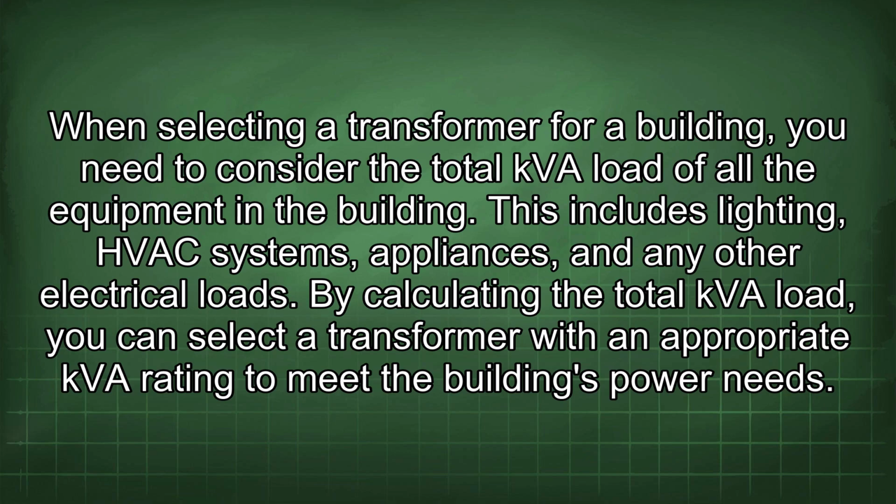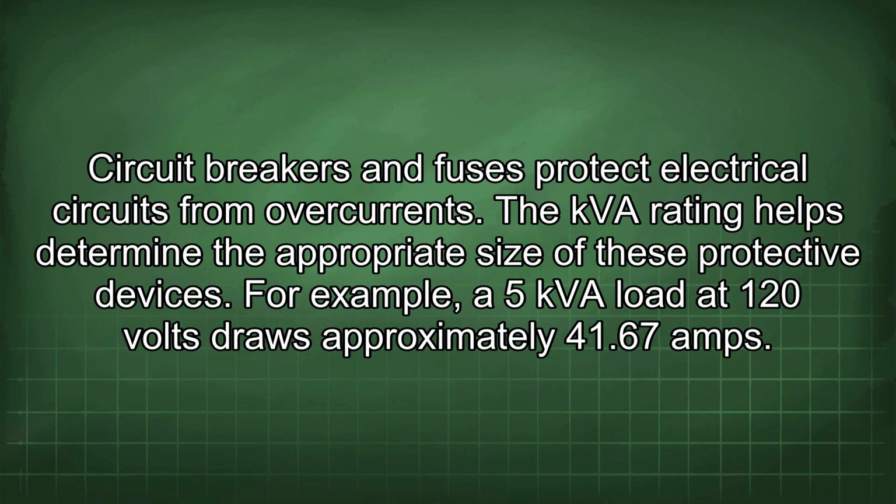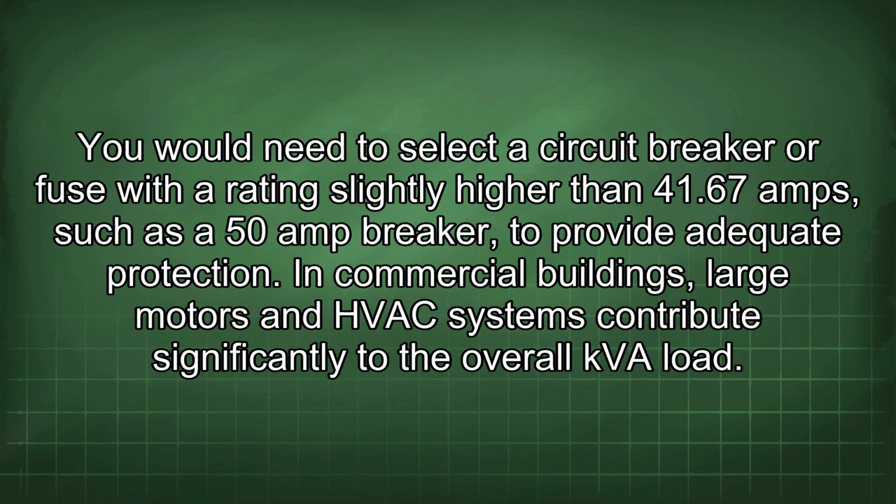Circuit breakers and fuses protect electrical circuits from overcurrents. The kVA rating helps determine the appropriate size of these protective devices. For example, a 5 kVA load at 120 volts draws approximately 41.67 amps. You would need to select a circuit breaker or fuse with a rating slightly higher than 41.67 amps, such as a 50 amp breaker, to provide adequate protection.